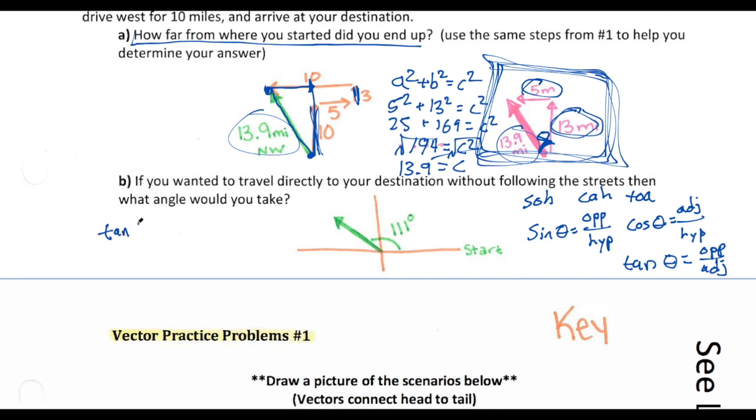Let's figure out what our angle is. Tangent of theta equals opposite over adjacent, right? Kind of like what I wrote out before. So I don't know theta. That's what I'm trying to figure out. So I have tangent of theta, and theta is just another variable, equals my opposite, which is 5, over my adjacent.